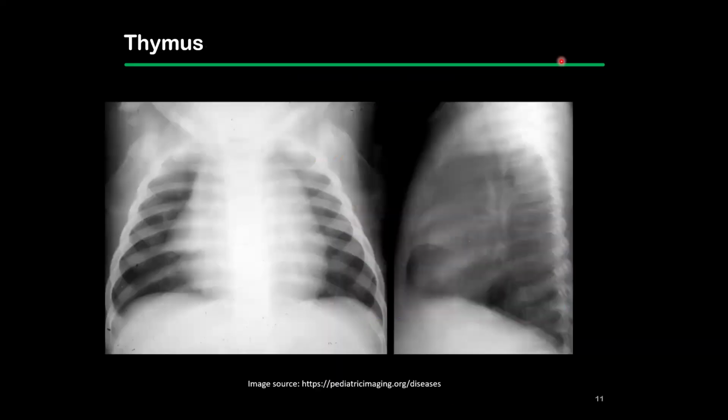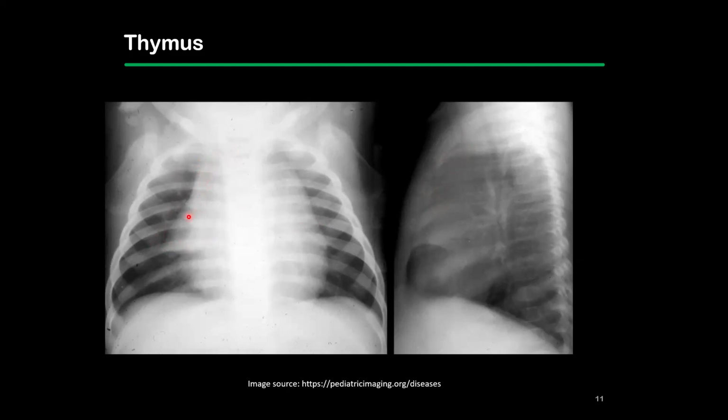So this is a patient who is a younger child. Looking at the lateral view, talking about the anterior clear space, we see that it isn't there, that there's some opacity in that anterior clear space. And looking at the frontal view, you may see this triangular opacity along the right heart. And this is the normal thymus.